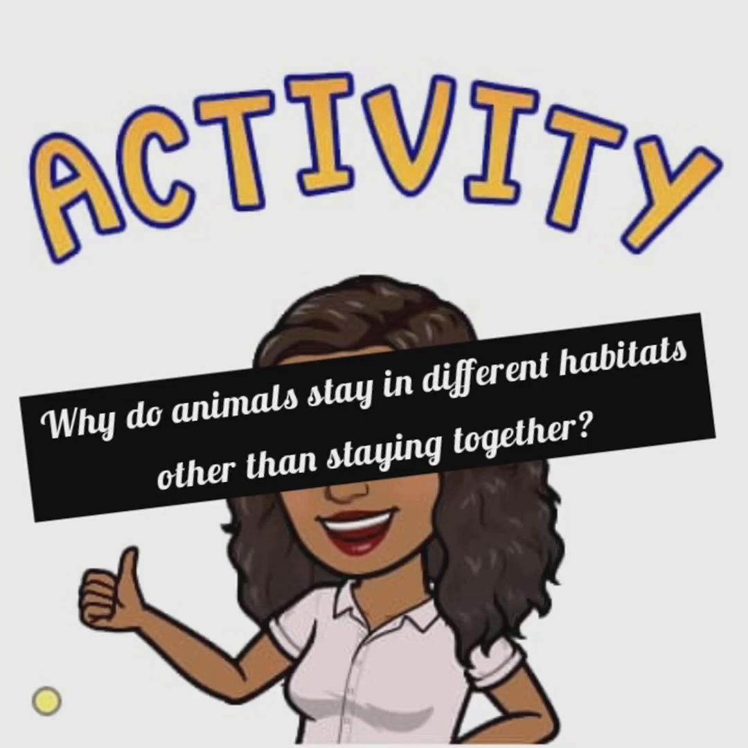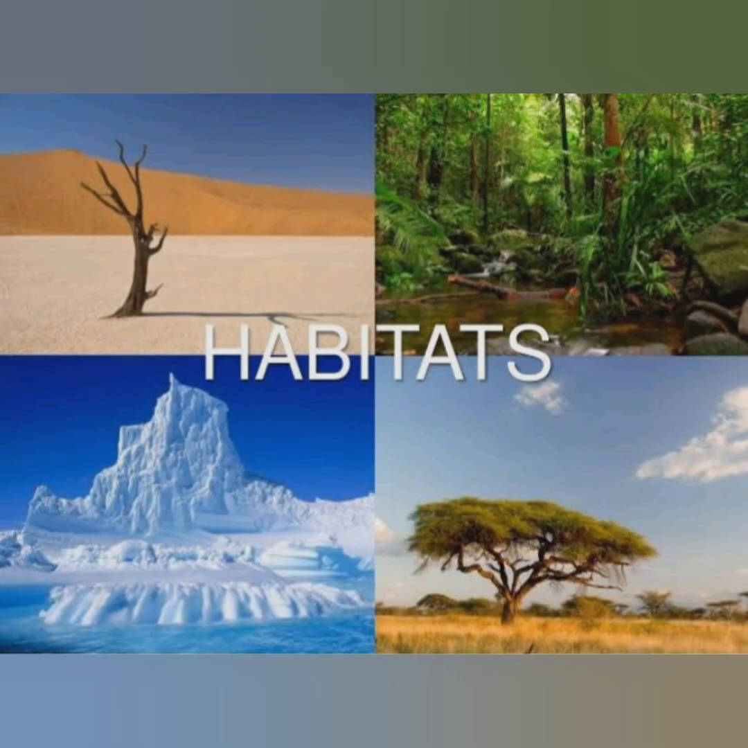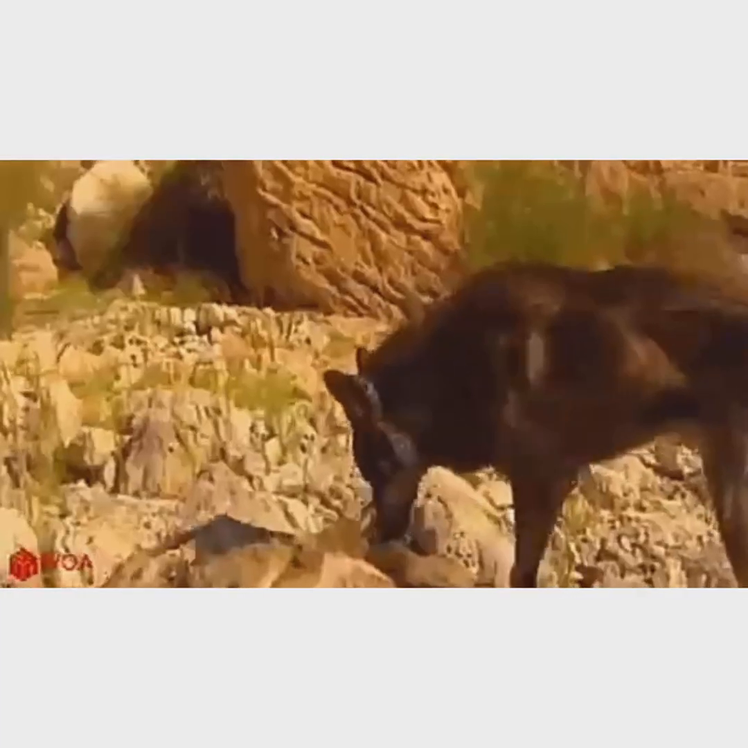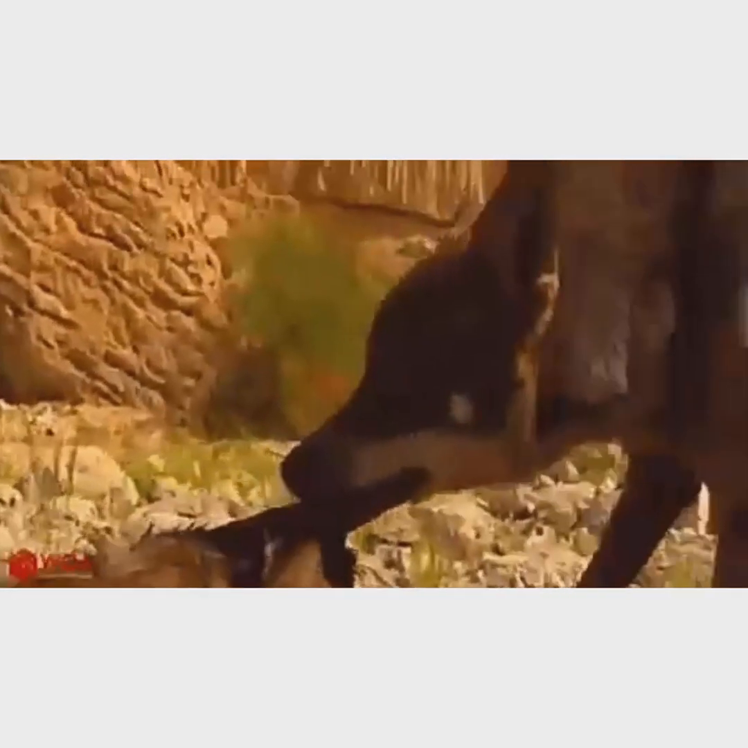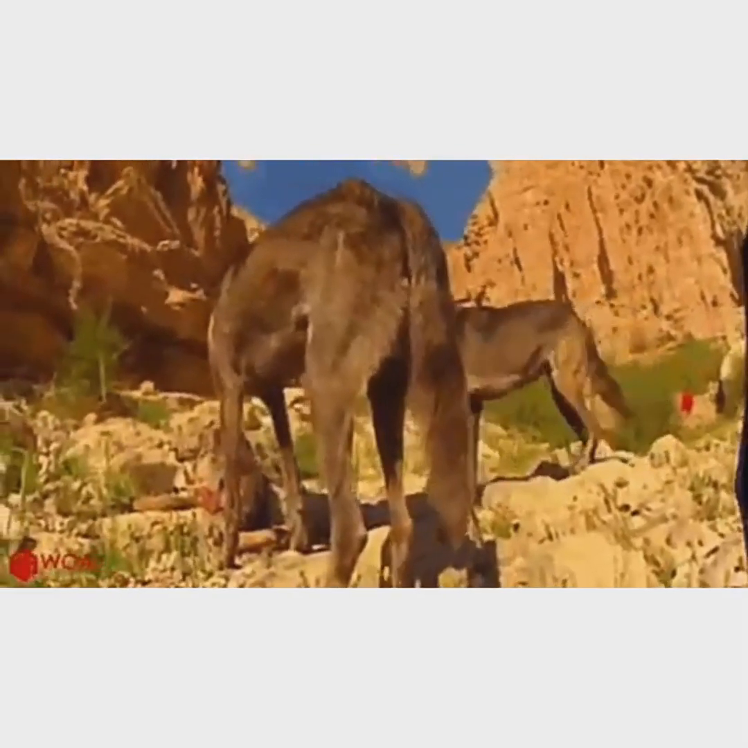So for your first activity, I want you to tell me why organisms live in different habitats. What is a habitat? A habitat is a place where organisms live and they meet their basic needs for survival, that is food, water, shelter, and a place to reproduce.